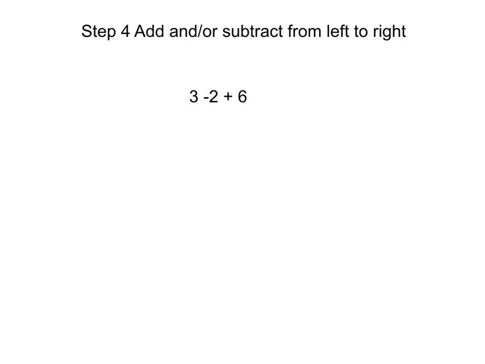So step 4 is the final step that we're going to make sure we write in our notes, and it is to add and/or subtract from left to right. So looking at the example, 3 minus 2 plus 6. So we're going to add and/or subtract, whichever one comes first. In this example, it is subtraction. So we have 3 minus 2 is 1. Carry down the rest of the problem. 1 plus 6 is 7.